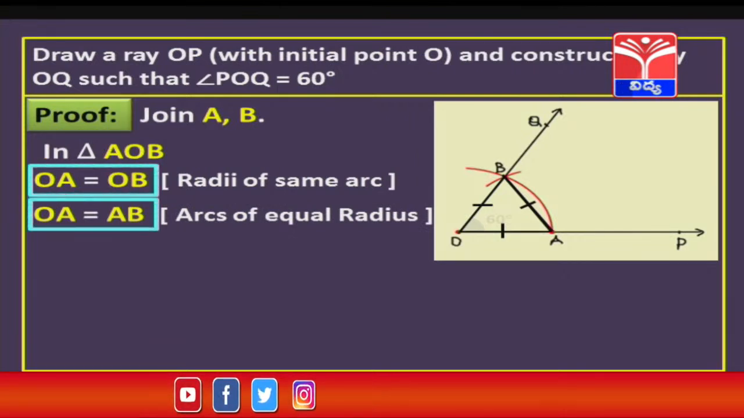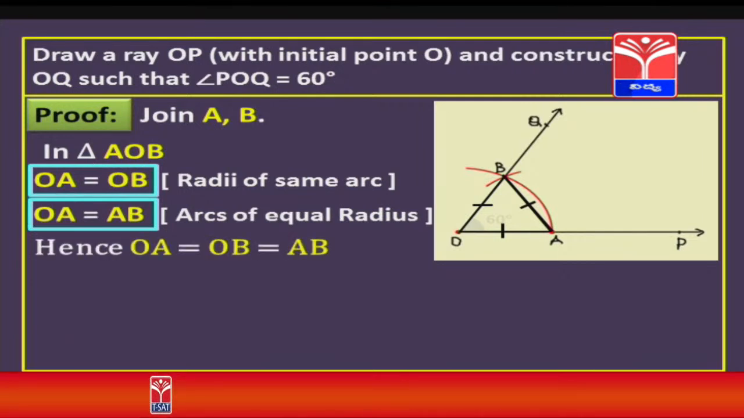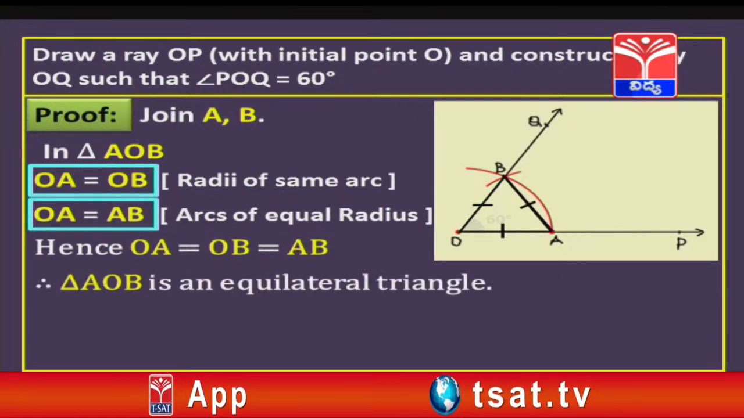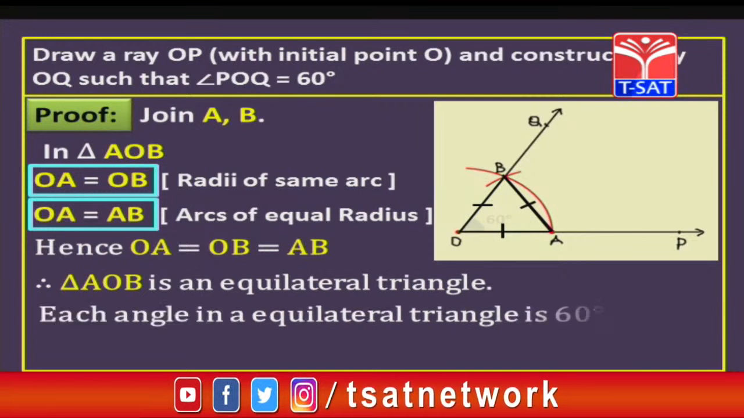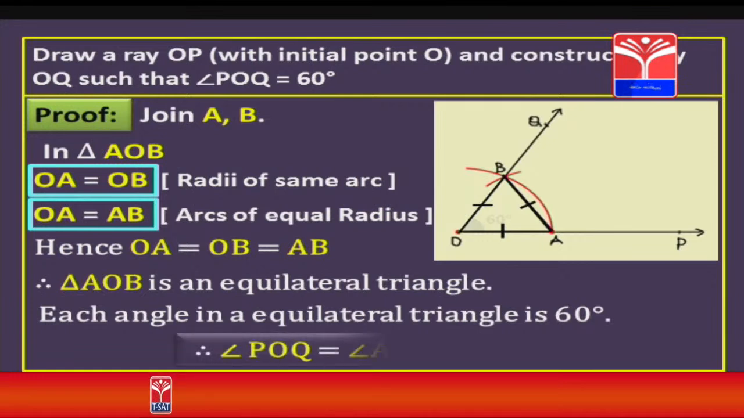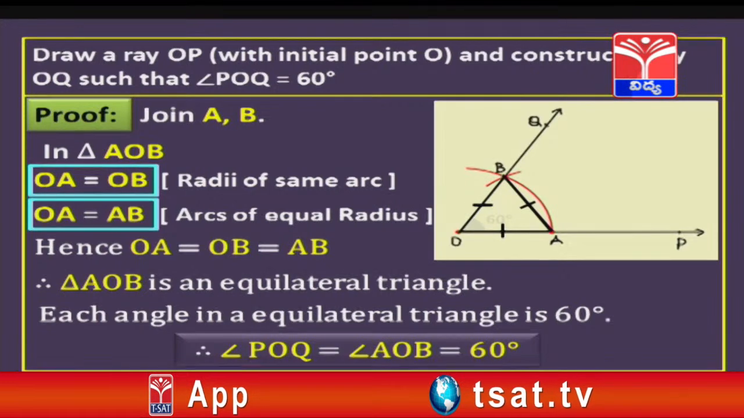Now, from these two, that is OA equal to OB and OA equal to AB, I can write OA, OB and AB, all these three are equal. That means, in triangle AOB, all the three sides are equal. Hence, we call this triangle an equilateral triangle. Each angle in an equilateral triangle is 60 degrees. That means, angle POQ is equal to angle AOB, that is equal to 60 degrees.